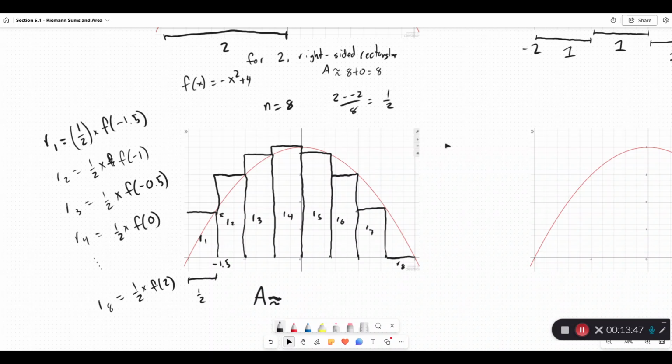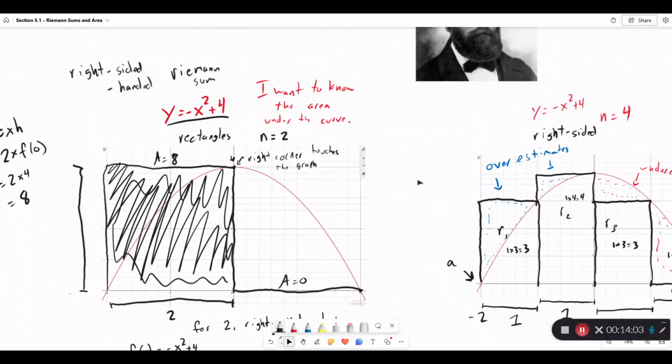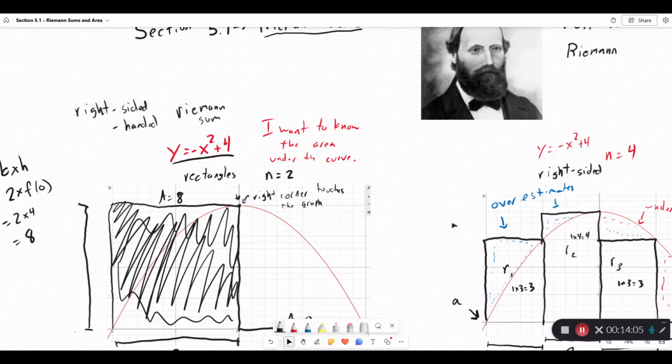Okay, so that's really what we're trying to do with these Riemann sums. We want to answer something very complicated, namely, what is the area underneath these curves? And curves are not straight, so we approximate them using simpler rectangles.